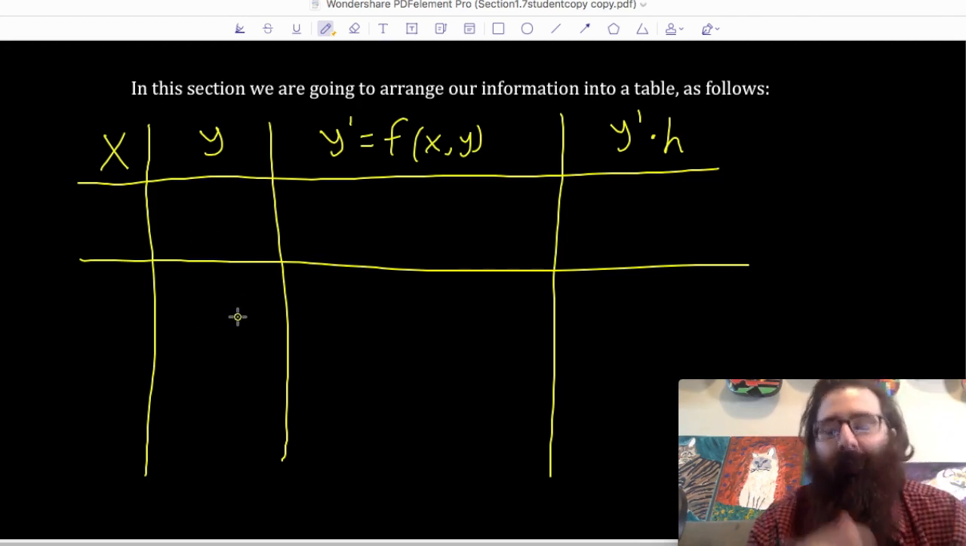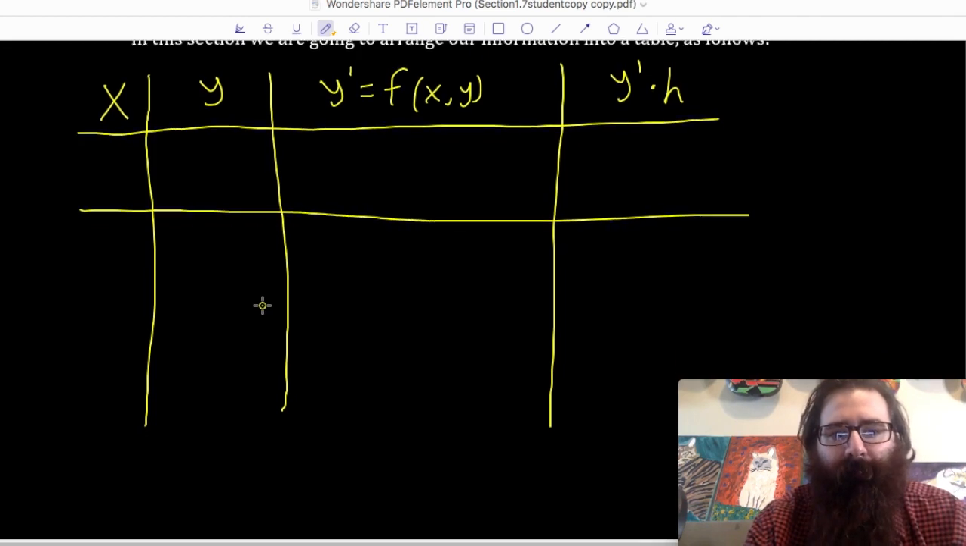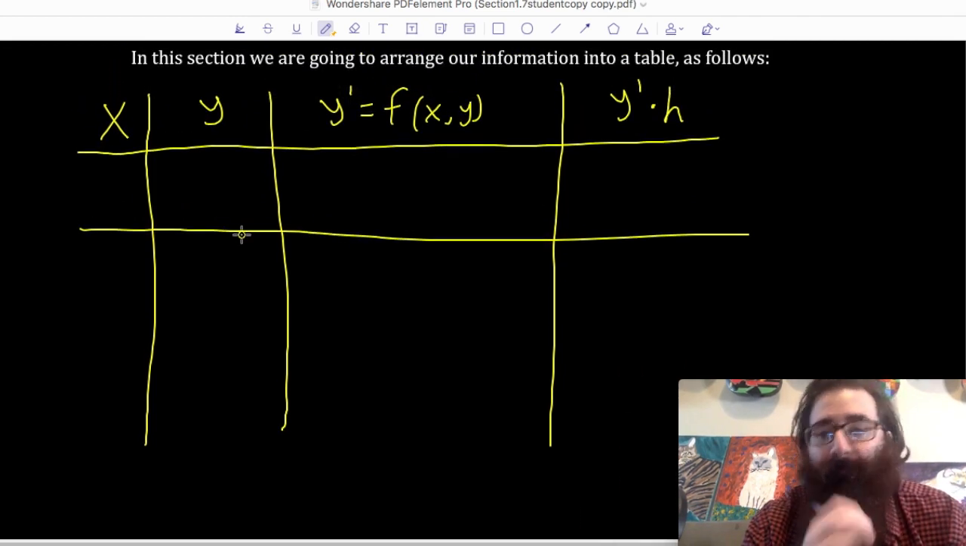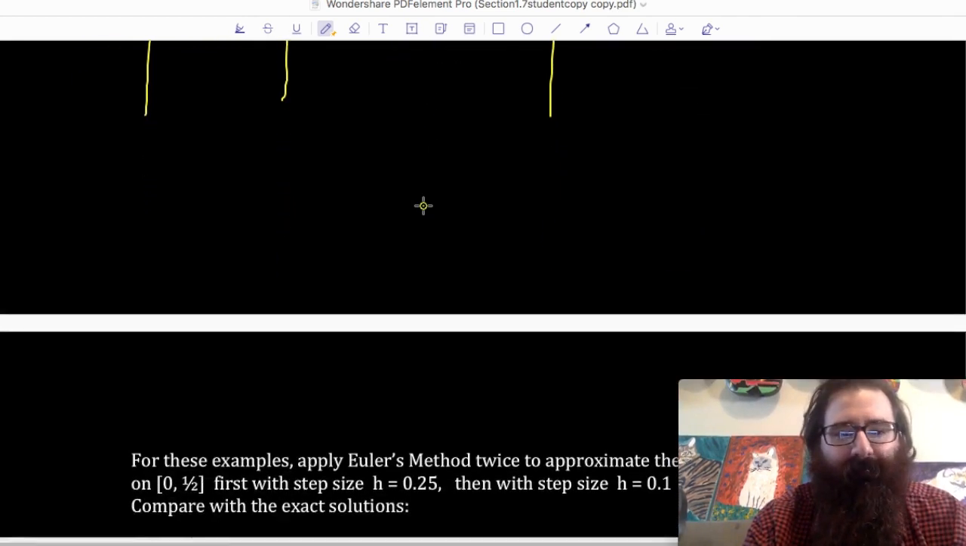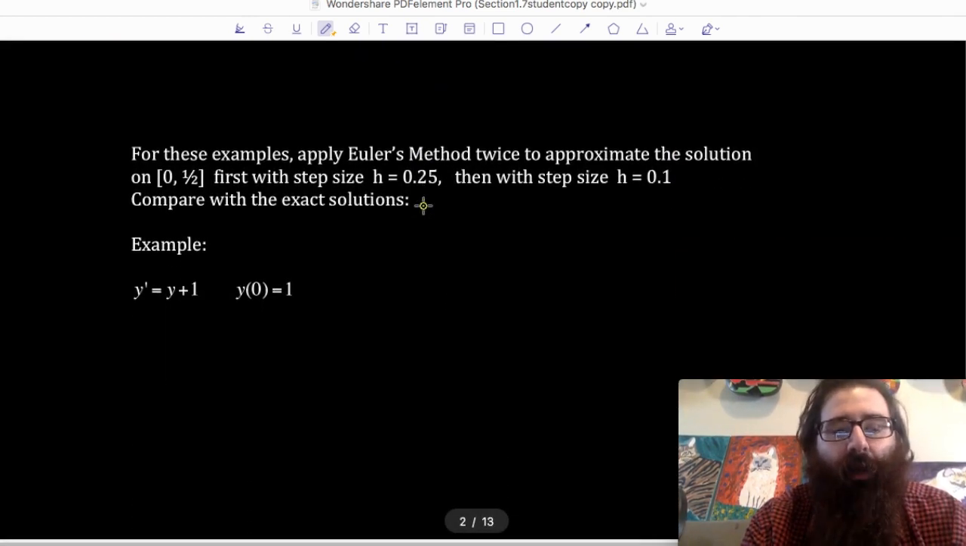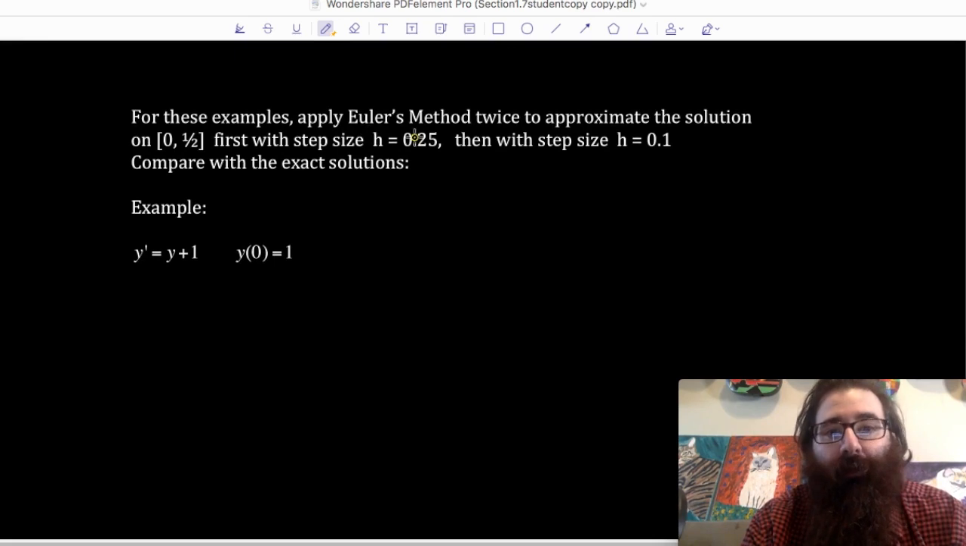And we'll take a look at lots of examples so we'll get comfortable with Euler's method overall, but I really do think that the best way to go about it is to arrange information into a table. It just helps keep our workflow nice and neat and makes it a little bit more memorable as to the steps involved. For these examples, we're going to apply Euler's method twice. So we're going to do it once and then again with different step sizes.